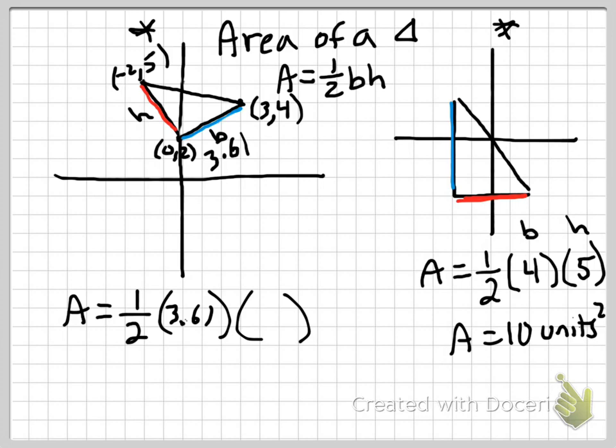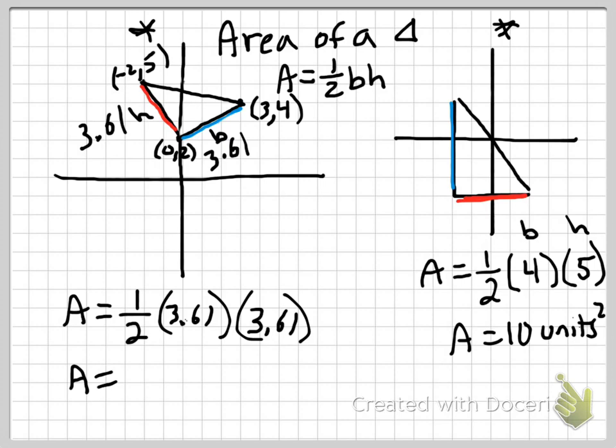Alright, now I'm going to find the one in red. So again, distance formula. Subtract my x's, so negative 2 minus 0 squared. Plus, I want to subtract my y's, so 5 minus 2 squared. That one gives me 3.61 as well. So, there's my height, there's my width. They happen to be the same. That's not always the case.